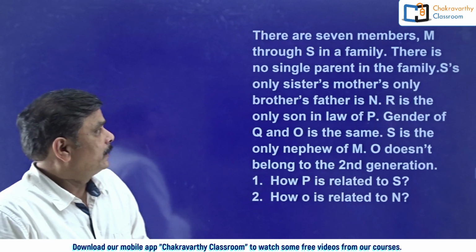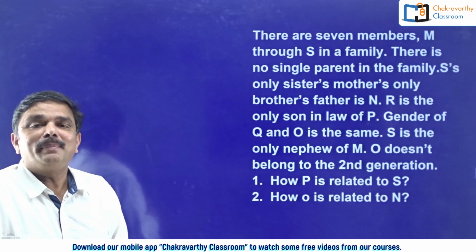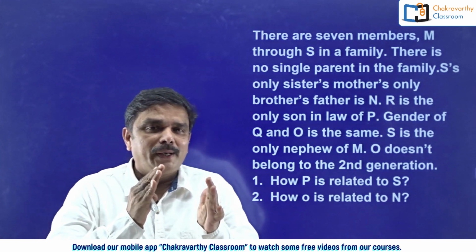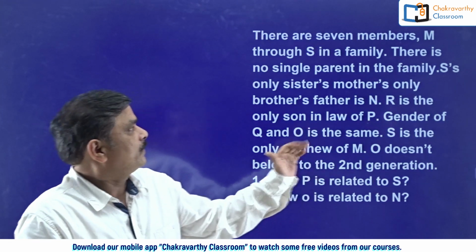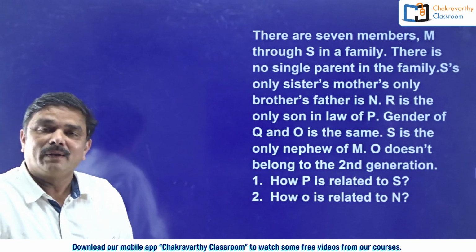We are going to discuss two questions from the Blood Relations chapter. These two questions can be categorized as moderate to a little advanced. The first question is moderate to a little advanced. The second question is a simple, moderate-level question.